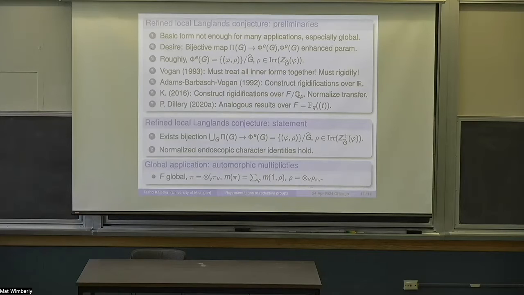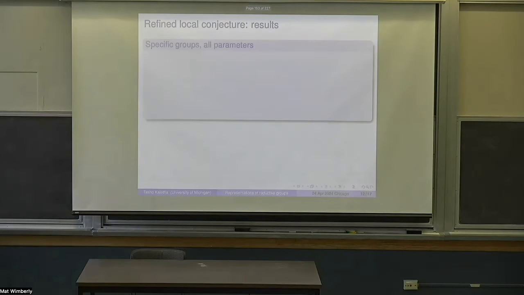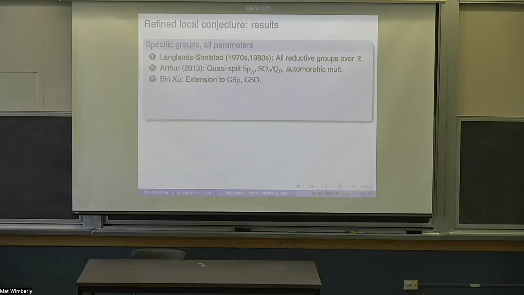Now, what is known about these conjectures? First of all, Langlands and Shelstad again proved most, if not all, of these statements already in the 70s and 80s over R. And over Q_p, again, progress was slower. Arthur, in a celebrated book now about 10 years ago, treated quasi-split symplectic and orthogonal groups, but also proved the automorphic multiplicity formula. So his work was both local and global. His student Bin Xu extended his work to similitude groups, but proved somewhat weaker results.